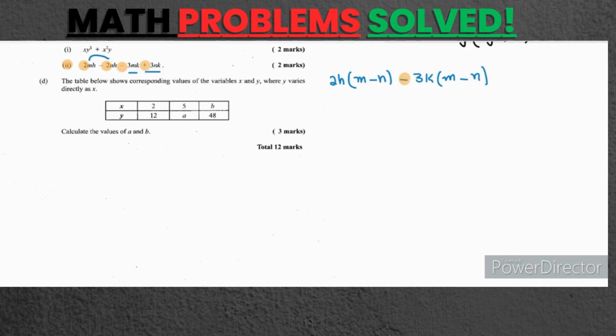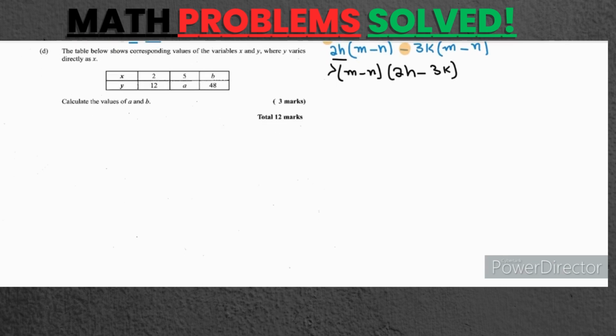Then what will you do? From here to here and here to here, if we look, we can see m minus n is common in both of them, right? So you will factor out m minus n from here. So what will be left here? Here just 2h will be left, and here just 3k. And the sign is negative here, so you will write negative here. Then you cannot factorize them because there is no common factor between them. So this is the simplified form of this question, right?